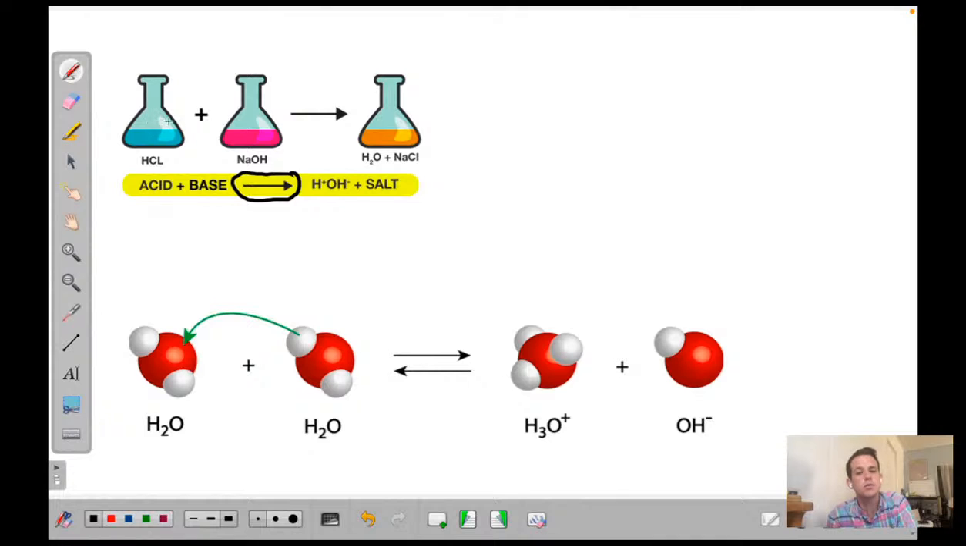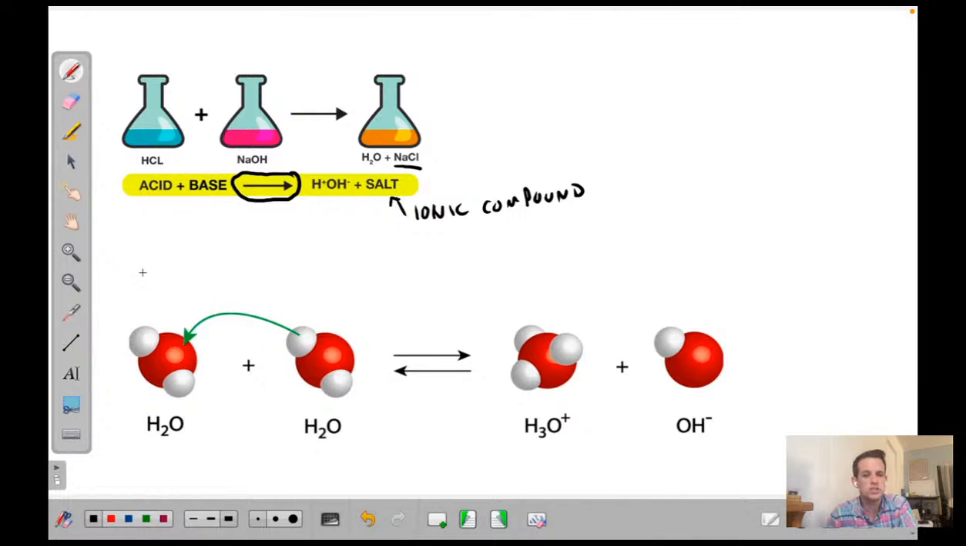It's basically a double displacement reaction where you produce a salt, which is just some ionic compound. That was part of the acid and base, and you're going to get water. That's the basic neutralization reaction. You can write a chemical reaction, balance it out, and figure out what you're going to get.